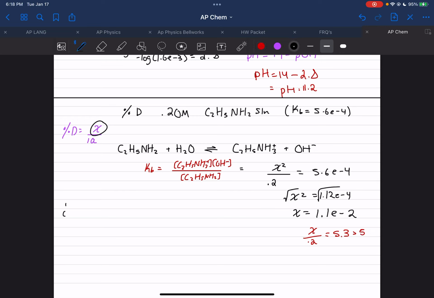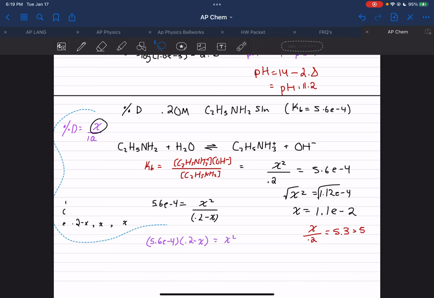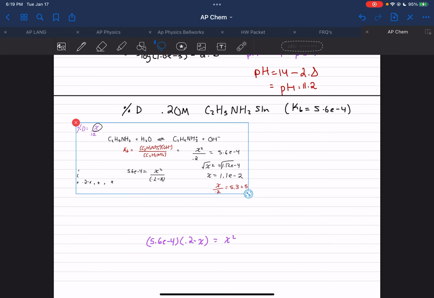My ICE table says that my equilibrium concentrations are going to be 0.2 minus X, X, and X. That's important because now I have to manually solve for X. So Kb, once again, is 5.6 E negative 4, which is equal to X squared over 0.2 minus X. Now I have to distribute, so it'll be 5.6 E negative 4 times 0.2 minus X equals X squared. I have to use the quadratic formula here, so I have to switch everything to one side.